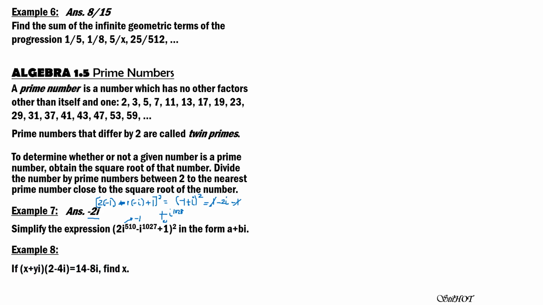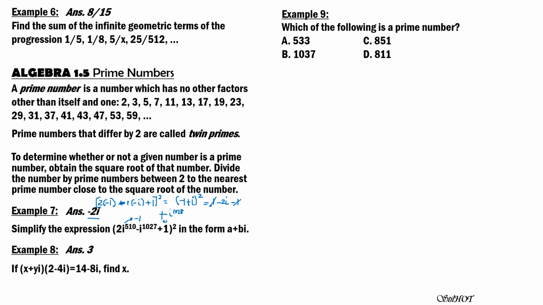Then example 8: if the quantity x plus yi times 2 minus 4i equals 14 minus 8i, find x. You also find y. So the answer is 3. I want you to answer that. So these are applications of the preceding approach.